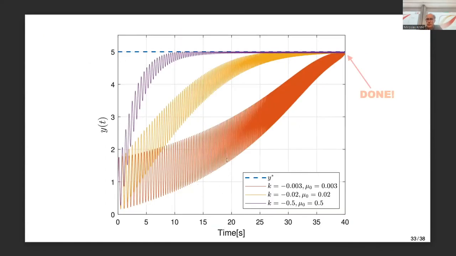So just to remind ourselves, this is why we do this. It's a tool for real-time optimization based on learning only the optimizer.